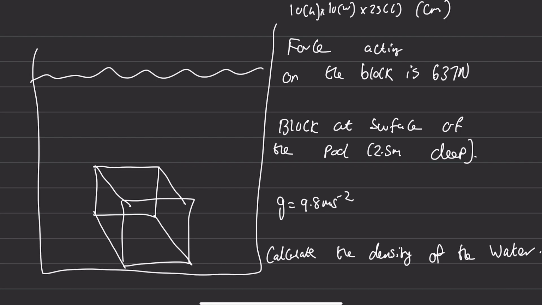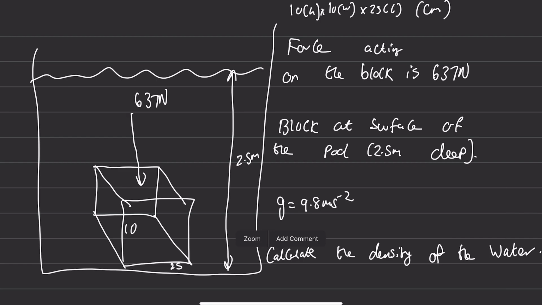The best thing you could do in this case, if you have a lot of information in words, is to draw a diagram. So this is the diagram that I've drawn. Obviously, it's very simple, just a beaker with water and the block at the bottom of the beaker. The block is 2.5 meters deep, so let's annotate that into our diagram. That's 2.5 meters. The force acting on the block is 637 newtons. And the dimensions are 10, 10, and 25: 10 for the height, 25 for the length, and 10 for the width as well.